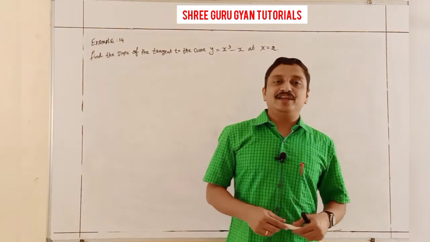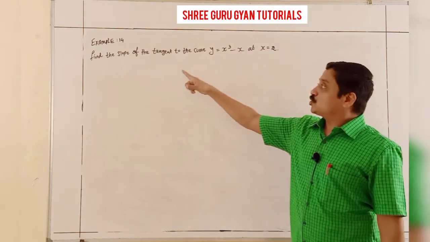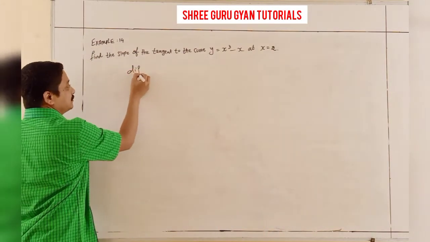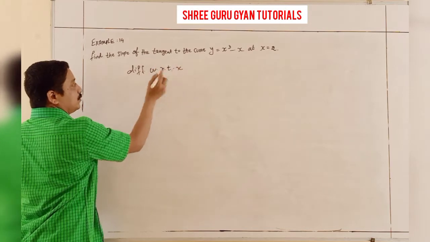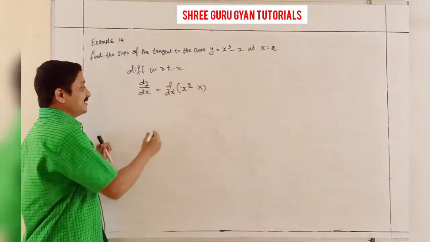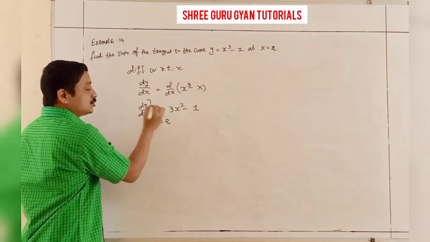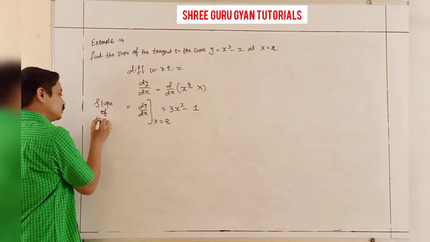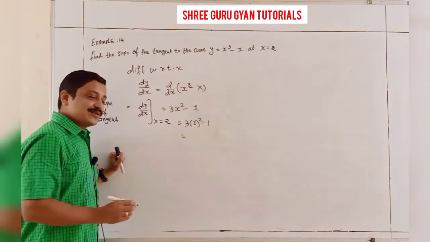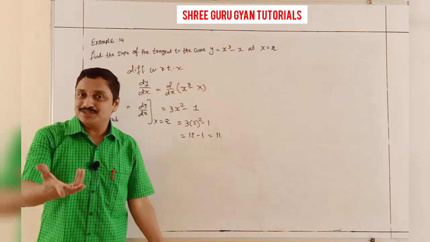Now students, after ending your 6.3 exercise, I go to illustration-related question number 40. Find the slope of the tangent to the curve at x equal to 2. It's very easy. Differentiation with respect to x, d/dx, gives your slope of tangent: 3x squared minus 1, since the derivative of x is 1, at the given point x equal to 2. Apply only 2: 3 into 2 squared minus 1, 4 times 3 is 12, minus 1. That's 11, our slope of tangent at x equal to 2. Very easy.